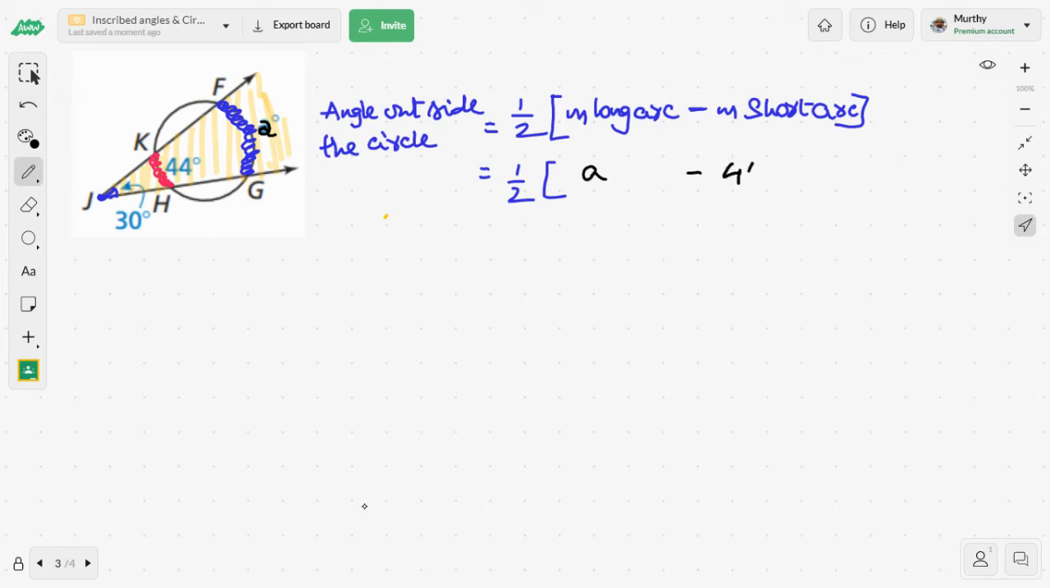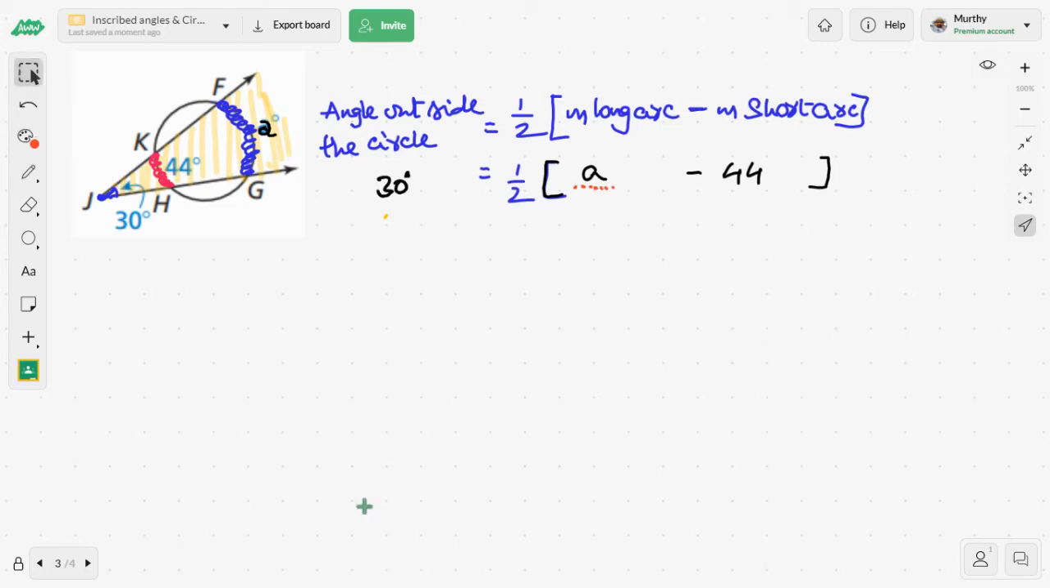So let me write subtract 44, and the angle outside the circle is given as 30 degrees. So let me write that value here, 30 degrees. Our goal is to figure out what is the value of A. Therefore, we have to isolate that.